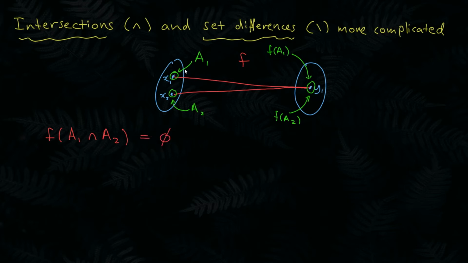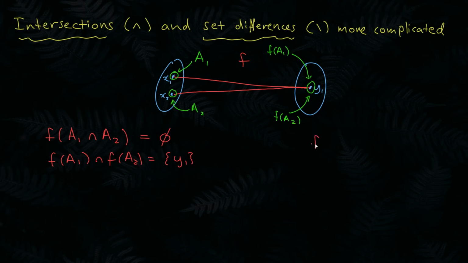Now, on the other hand, if we take the image of A1, we get this singleton set. The image of A2 is the exact same singleton set, and therefore the image of A1 intersection the image of A2 is precisely that singleton set. Notice that these are different.